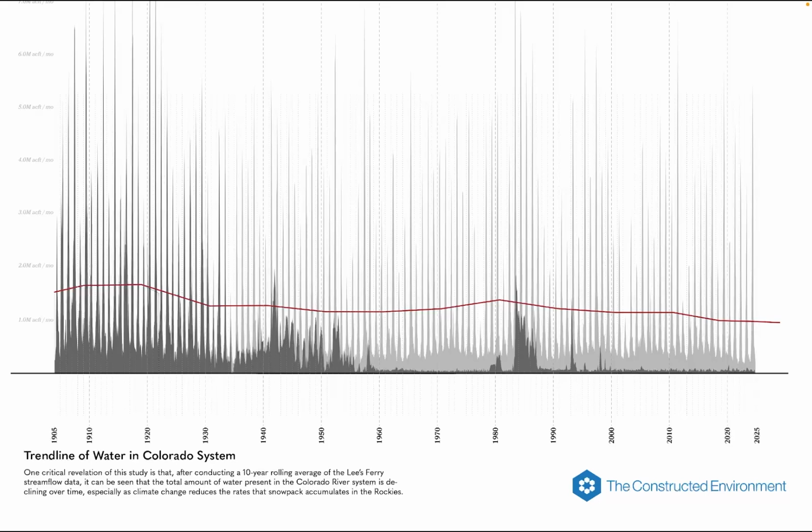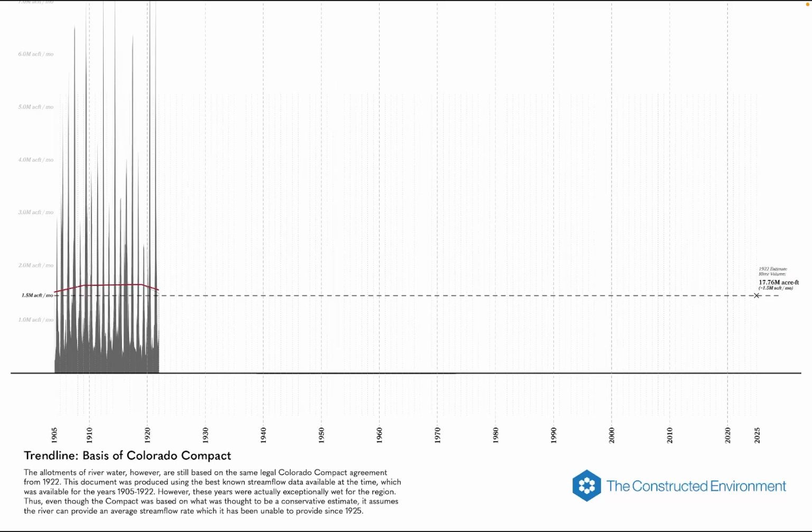One critical revelation of this study is that, after conducting a 10-year rolling average of the Lee's Ferry streamflow data, it can be seen that the total amount of water present in the Colorado River system is declining over time, especially as climate change reduces the rates that snowpack accumulates in the Rockies. The allotments of river water, however, are still based on the same legal Colorado Compact Agreement from 1922.